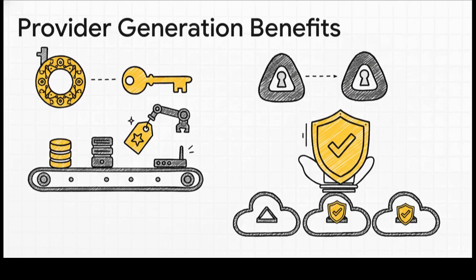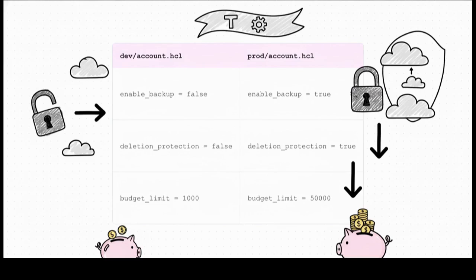Plus, check this out. We can use this block to automatically tag every single thing Terraform builds. Think about it. Perfect for tracking costs and keeping things organized. And again, it happens automatically every single time. Consistency is king.